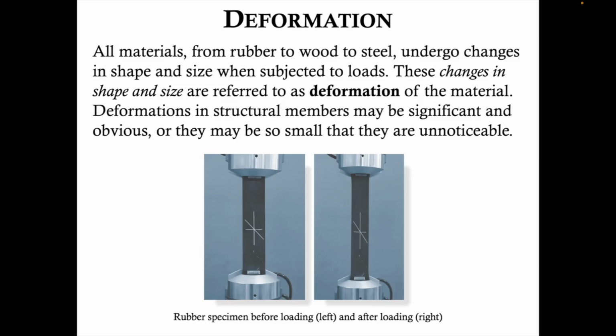All materials, from rubber to wood to steel, undergo changes in shape and size when subjected to loads. These changes in shape and size are referred to as deformation of the material. Deformations in structural members may be significant and obvious, or they may be so small that they are unnoticeable.